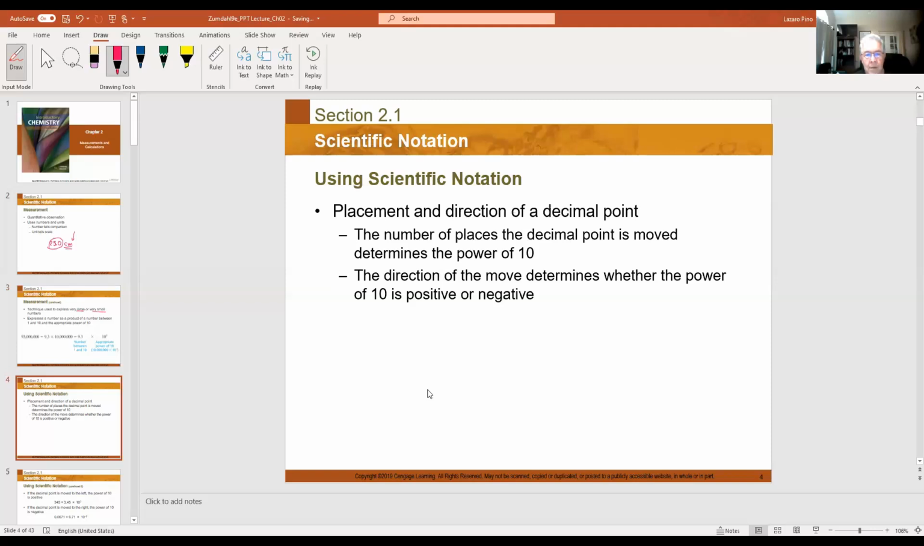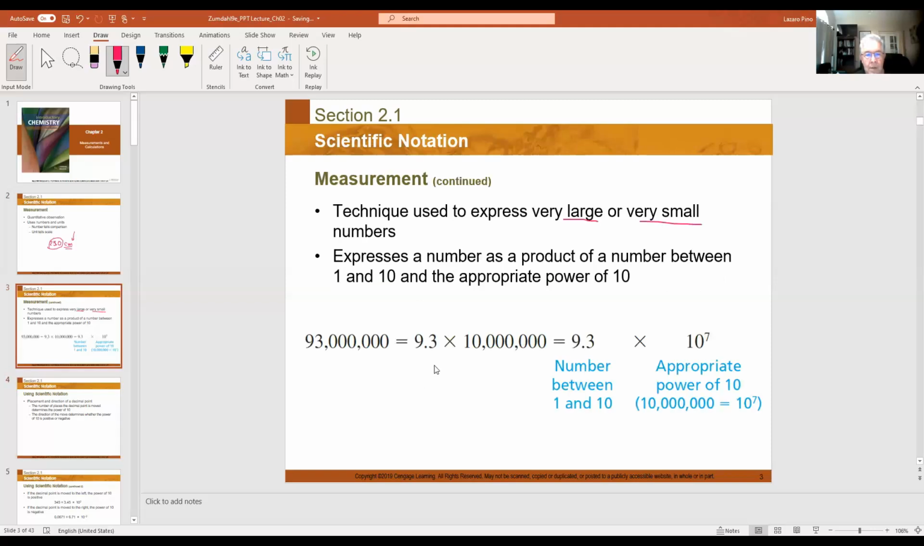For example, this number, 93 million, is very large. What you do? Well, you suppose that you have a dot here, and you begin moving the dot 1, 2, 3, 4, 5, 6, 7 times. Then you write 9.3, and then you multiply by 10 million.